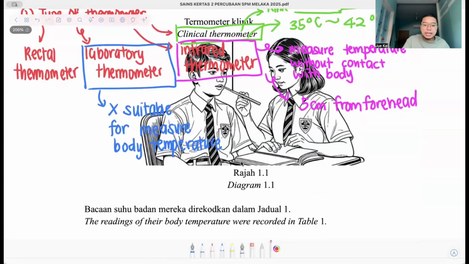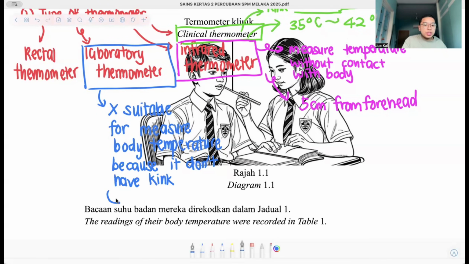So just write down the answer: because it doesn't have a kink. That's all. Okay, the question asks you why not suitable, because it doesn't have a kink. That's all. Done. Okay.